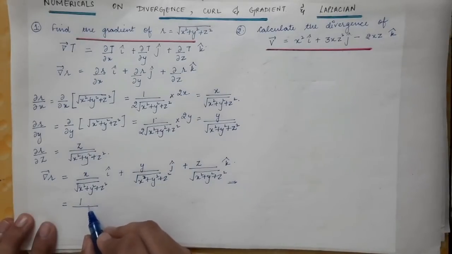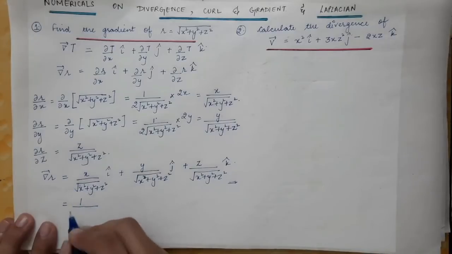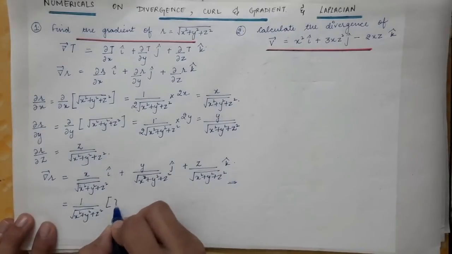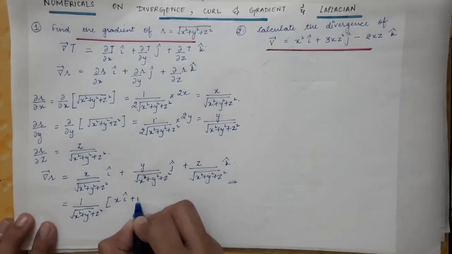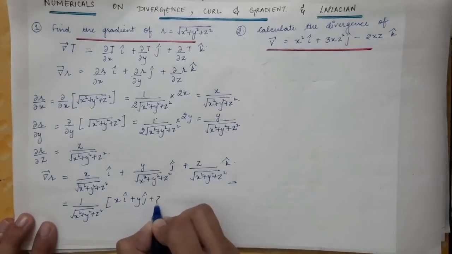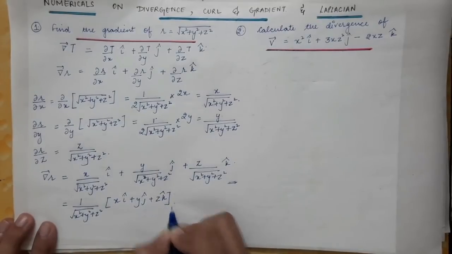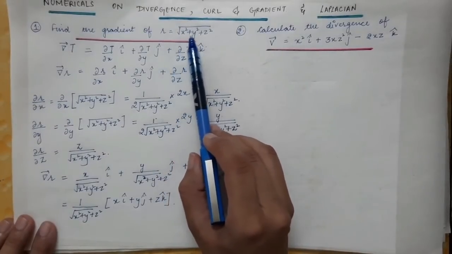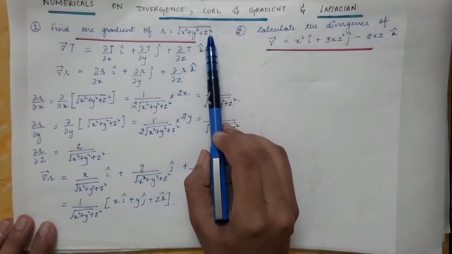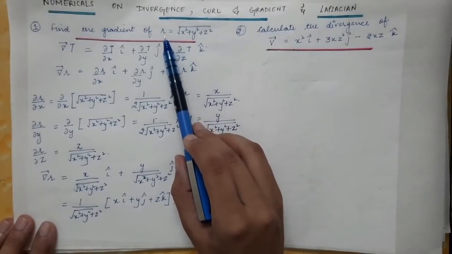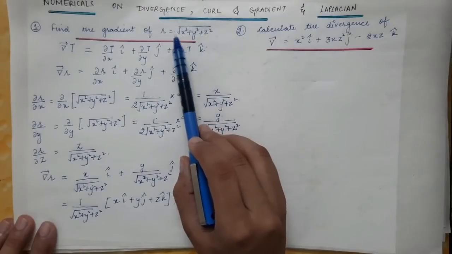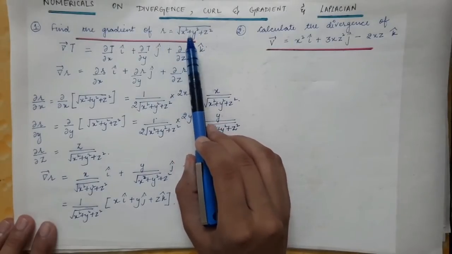So we are simplifying this step. 1 by under root of x square plus y square plus z square is taken outside, and in the bracket we will be left with xi cap plus yj cap plus zk cap. Now you can see over here r is equal to under root of x square plus y square plus z square. So this is nothing but the magnitude of the position vector.